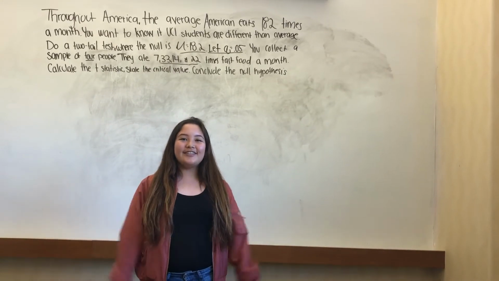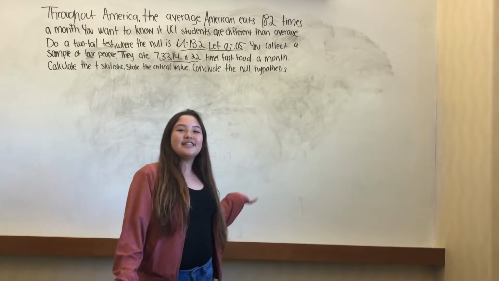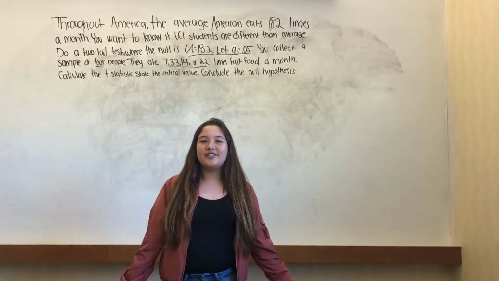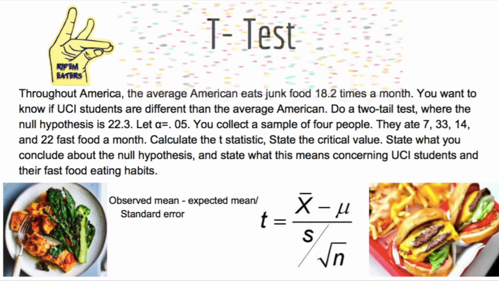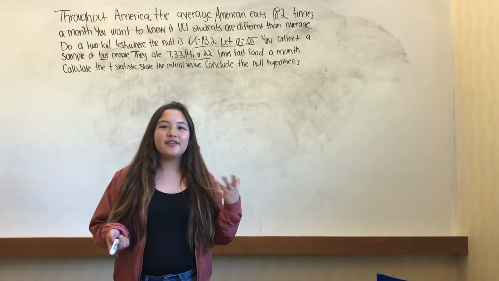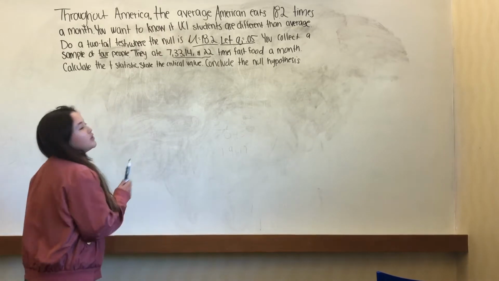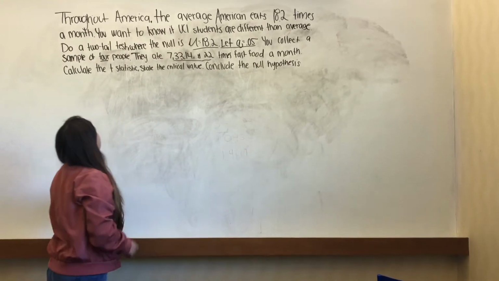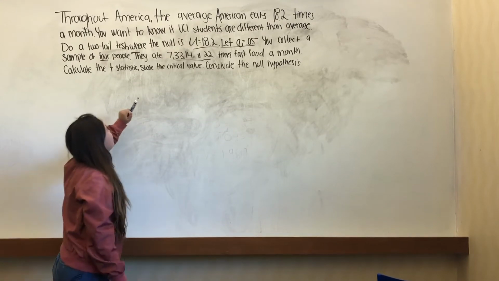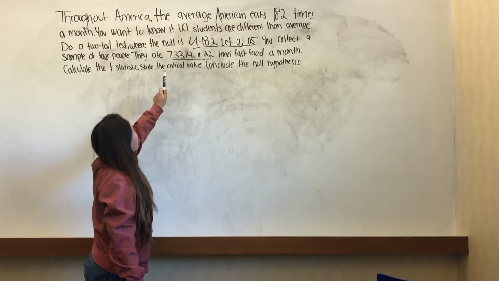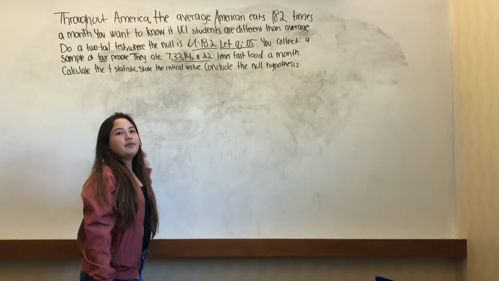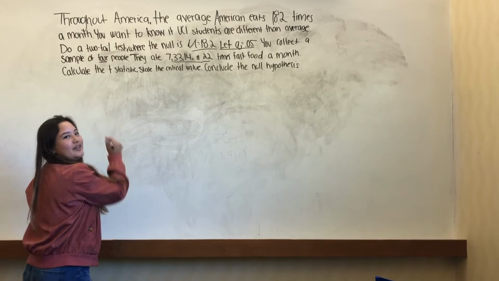Now I'm going to show you how to find the t-statistic. This is an example of whether UCI students eat more junk food than the average American. In this example, we're going to identify the variables. The average, which is also the null, will be 18.2. We also have a sample of 4, and they ate fast food 7, 33, 14, and 22 times a month. I'm going to write that and show you how it would look.